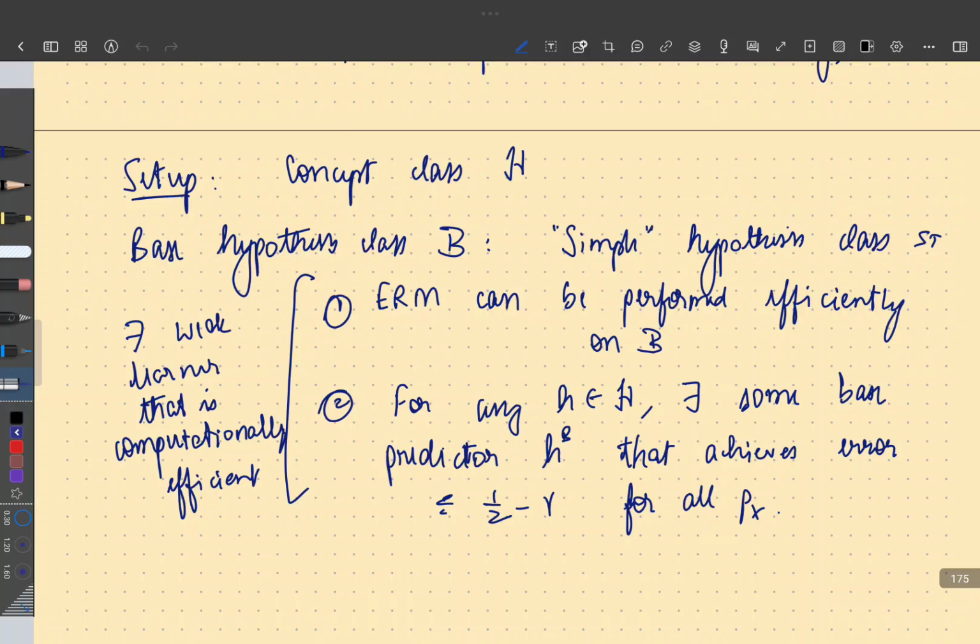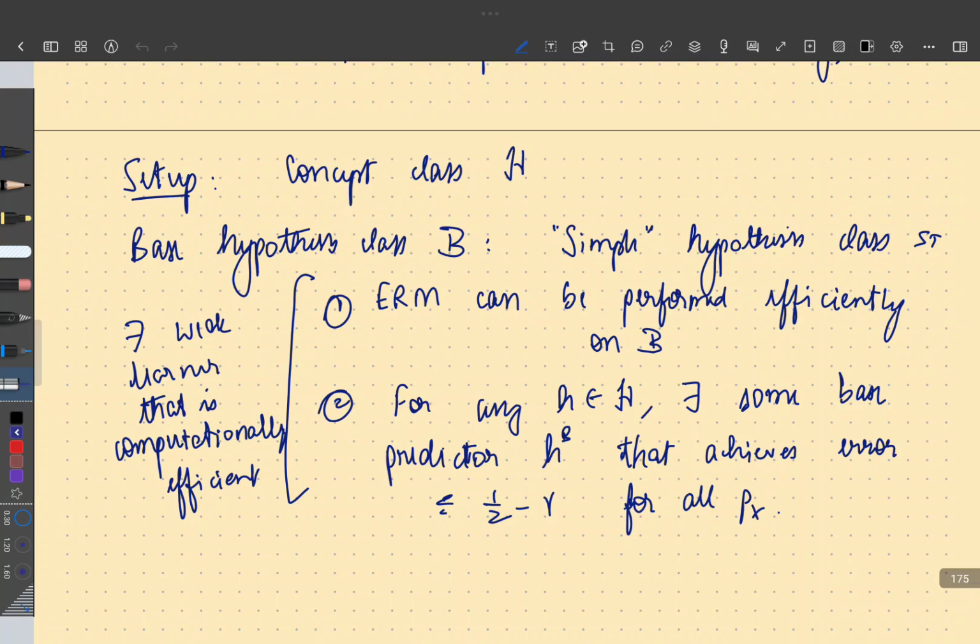So in the last class, we were looking at the following setup, where there's a concept class H, which maybe has a small approximation error, a small estimation error, but finding the empirical risk minimizer could be very hard, right? So learning the concept class H is potentially difficult.